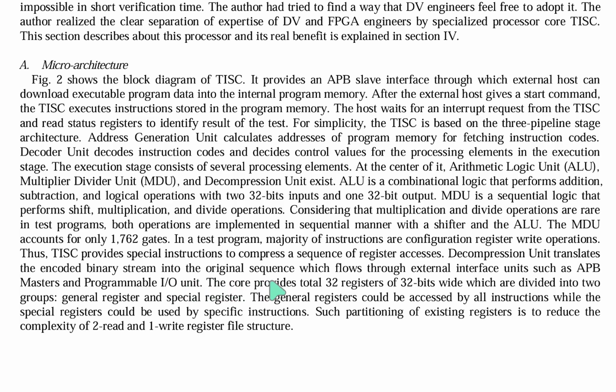The core provides a total of 32 registers, 32 bits wide, which are divided into two groups, general registers and special registers. The general registers can be accessed by all instructions, while the special registers can be used by specific instructions. Such partitioning of the registers is to reduce the complexity of the two-read, one-write register file structure.